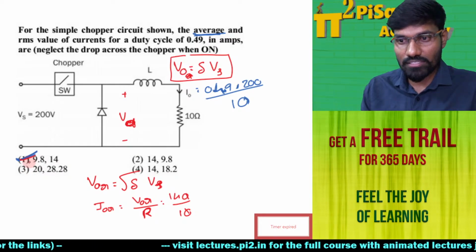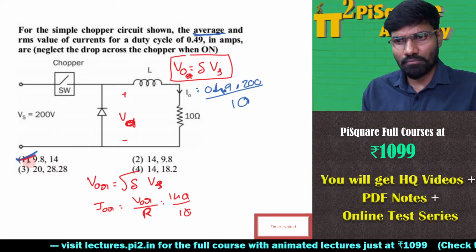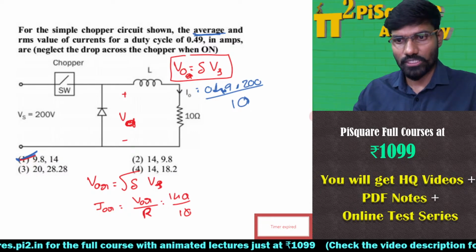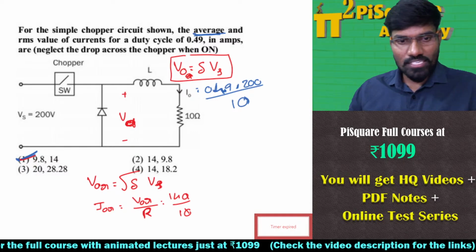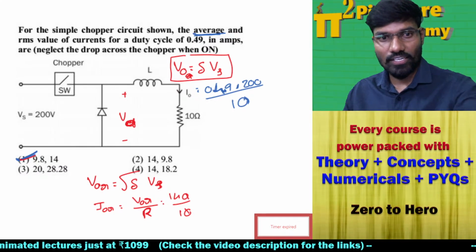VDC, delta RMS is equal to VDC into root delta. Anyways, this is clear, I think. Give it a thumbs up.